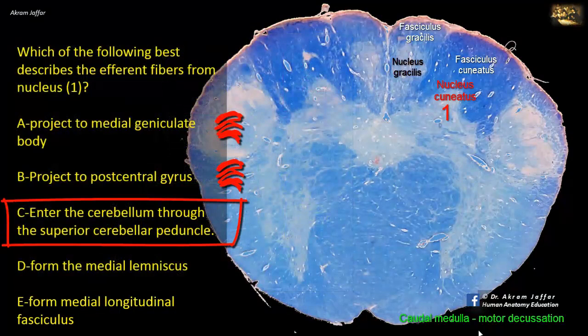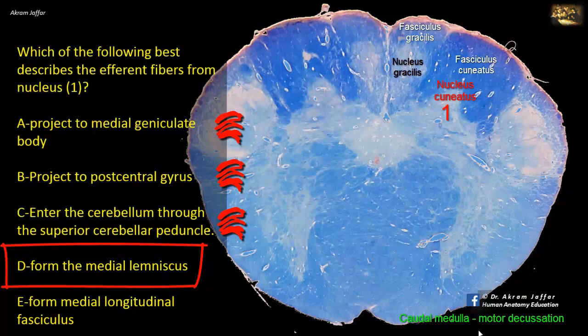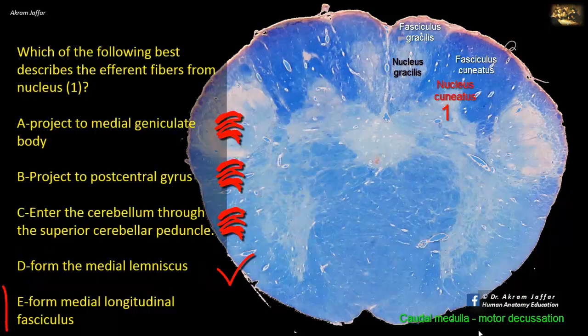C. Enter the cerebellum through the superior cerebellar peduncle. This describes the fibers of the ventral spinocerebellar tract and is not related to the fibers arising from the nucleus cuneatus. D best describes the efferent fibers from the nucleus. They form the medial lemniscus after crossing. E. The medial longitudinal fasciculus is concerned with coordination of eye movements and is connected to the vestibular nuclei and the motor nuclei of cranial nerves that supply the extraocular muscles and is not related to the cuneate nucleus.